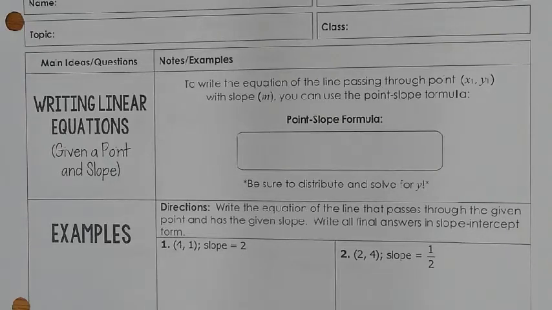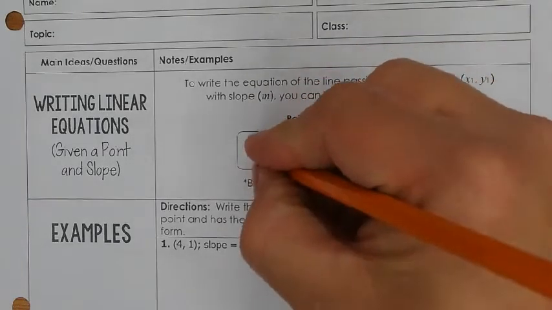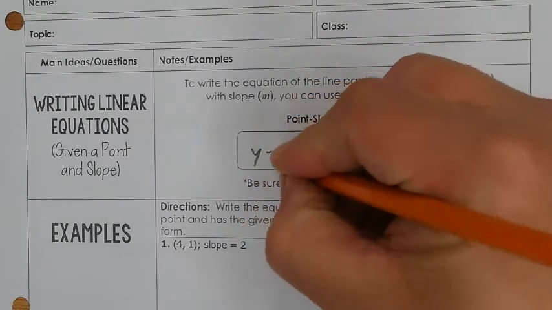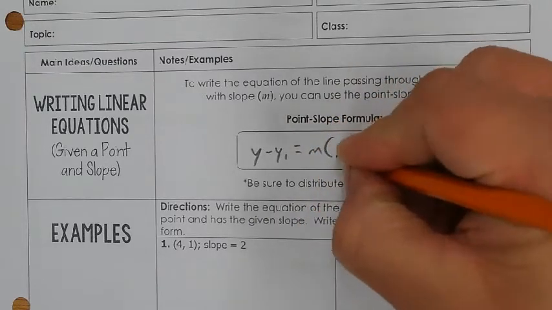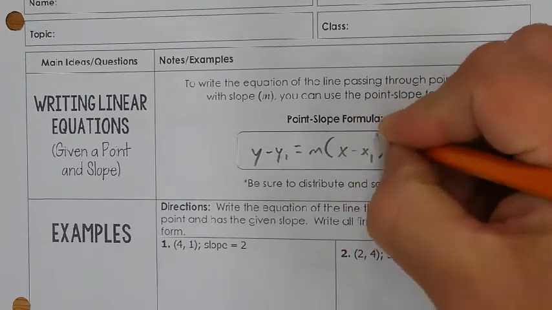Now we're going to talk about writing linear equations, given a point and a slope. Sometimes all you will be given is an ordered pair and the slope. What we've been noticing earlier is that we've also been given the y-intercept, so we don't know the y-intercept. So what you do is you have to use the point-slope formula. Unfortunately, this is a formula that you do have to have memorized. It's y minus y1 equals m parenthesis x minus x1.